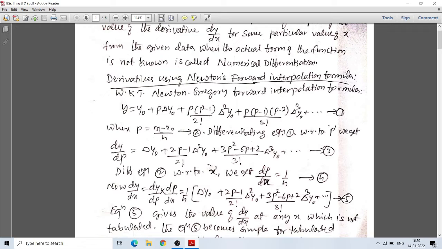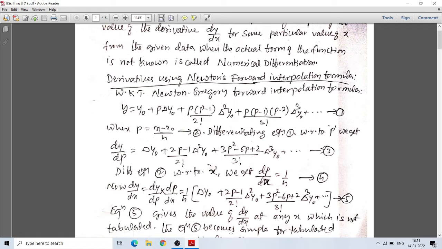Now dy by dx is written as dy by dp into dp by dx. Now we write dp by dx as 1 over h, and dy by dp from equation 3. We get dy by dx equals 1 over h into delta y naught plus (2p minus 1) by 2 factorial delta square y naught plus (3p square minus 6p plus 2) by 3 factorial delta cube y naught plus and so on, called equation number 5. Equation 5 gives the values of dy by dx at any value of x. We can substitute x equal to 1, 2, 3, 4 and so on, which are not tabulated.